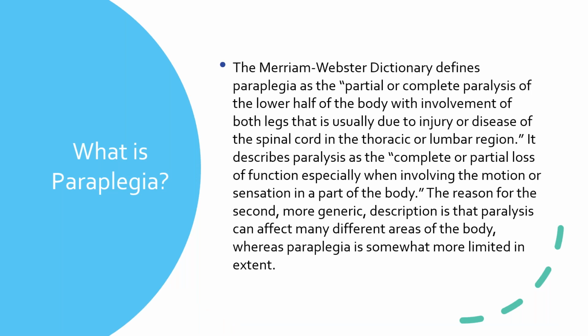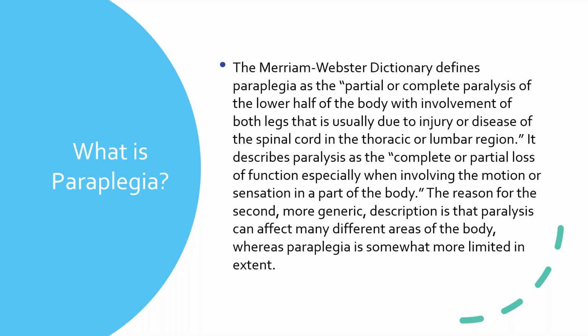So just to get into it, what is paraplegia? Based off the Merriam-Webster dictionary, it defines paraplegia as a partial or complete paralysis of the lower half of the body with involvement of both legs that is usually due to injury or disease of the spinal cord in the thoracic or lumbar region. It describes paralysis as a complete or partial loss of function, especially when involving the motion or sensation in a part of the body.